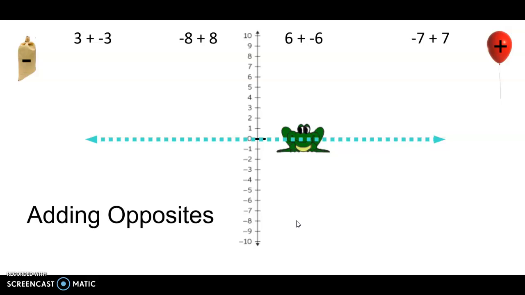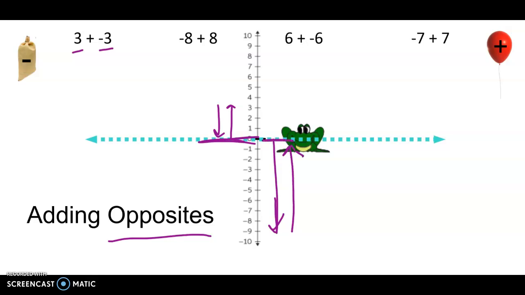We can also look at opposites, right? Or what we said were also called additive inverses. What if I put balloons and sandbags on Mr. Frog, but they are opposite numbers, right? 3 balloons, 3 sandbags. Well, he ends up back at 0. 8 sandbags and 8 balloons. Oh, he ends up back at 0. These are examples where we're adding opposite numbers, right? 6 balloons, 6 sandbags. Those are opposites, and he's going to end up at 0. 7 sandbags, 7 balloons. Those are opposites. He's going to end up back at 0. So we can also realize that anytime we add opposites together, we get 0.